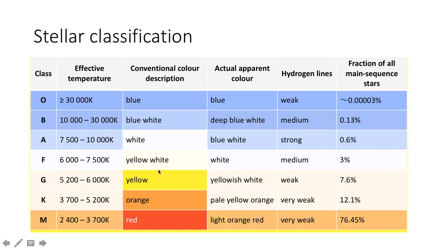So this chart shows you their colour. This is what we conventionally say. We say M-class stars are red, but they're not really red. Most of them aren't deep red. Most of them appear to be sort of light orange red. Interestingly, this is the stellar distribution, and there's a clear relationship. The cooler the star, the more common it is. 76% of all main sequence stars, or more than that, in our neighbourhood are M-type stars. Though, interestingly, not a single one of them can you see with the naked eye, because they're really faint.